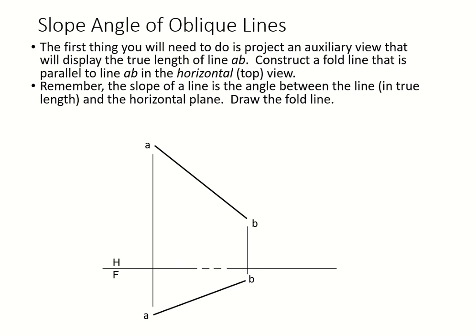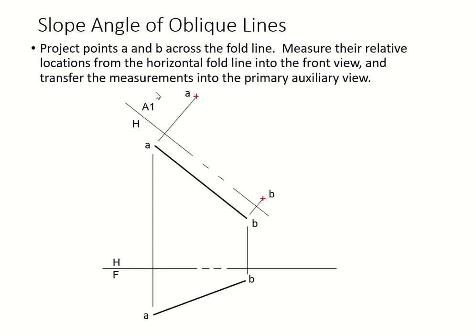Remember, your slope angle is the angle between the line and your horizontal plane. So let's draw that. Here is your top view. I'm going to throw my second fold line right here, parallel to my AB. Then my projector lines, keeping the distance, of course.